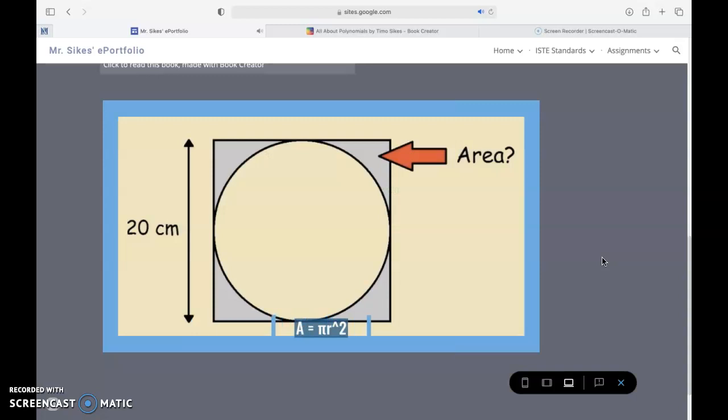To find the area of the shaded region, we're going to subtract the area of the circle from the area of the square. We know the area of the square is 400 centimeters squared because a square is as long as it is wide. We know that the radius of the circle is 10 centimeters because the radius is half of the diameter, which is 20 centimeters. So the answer to our question is going to be 400 centimeters squared minus 100 pi centimeters squared for the area of the shaded region.